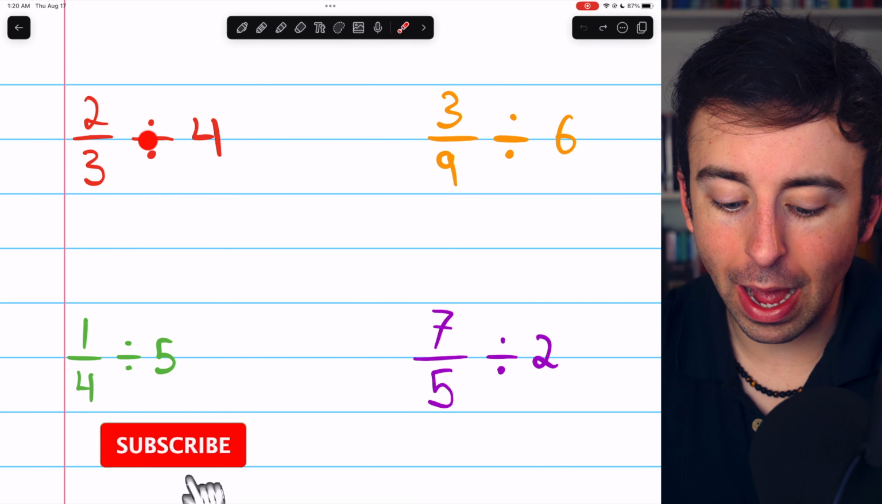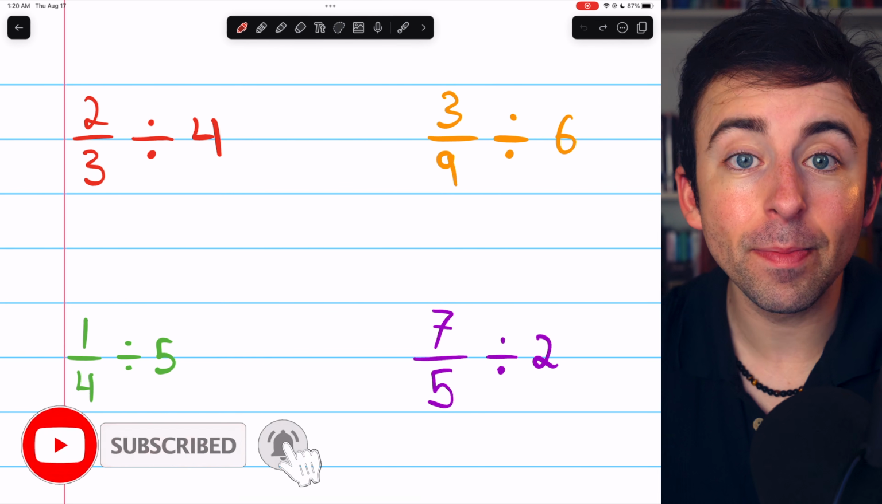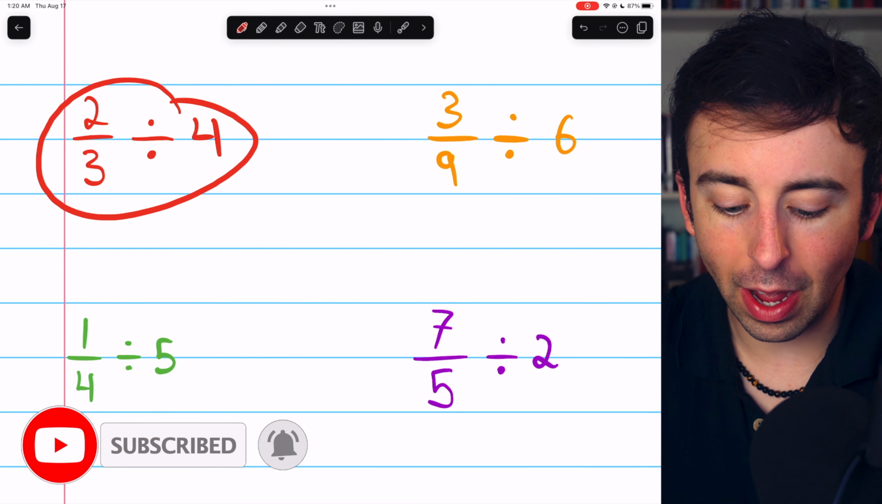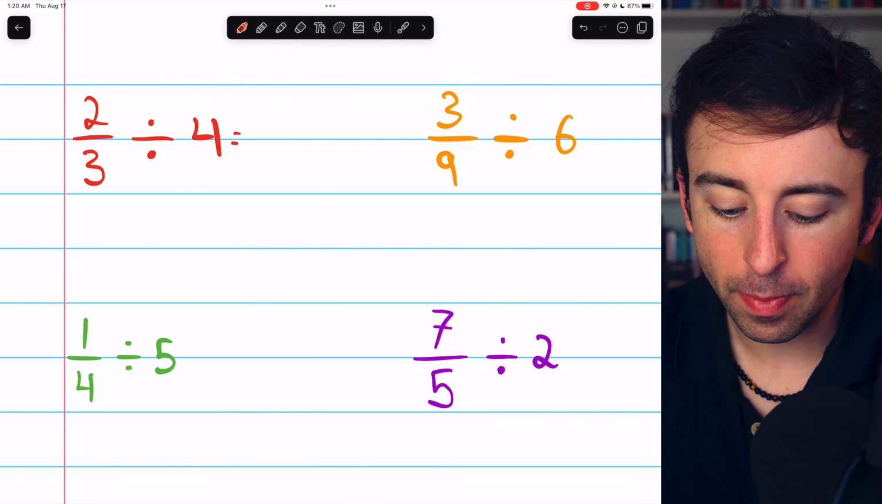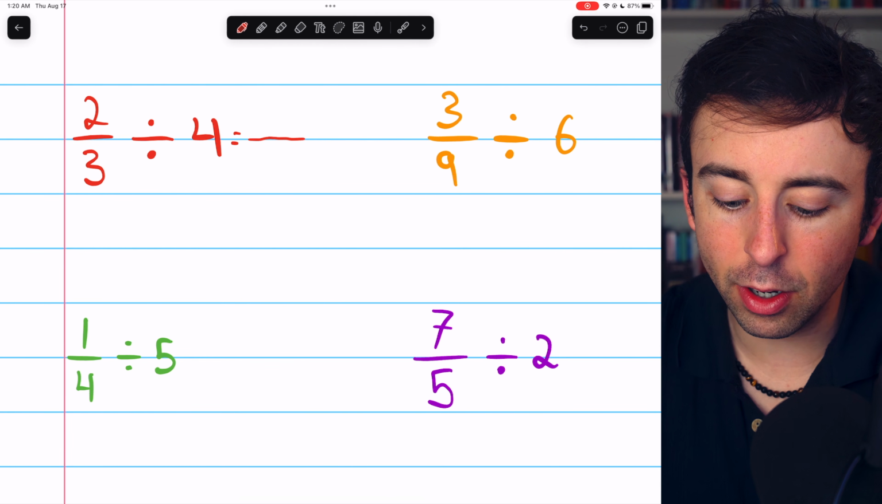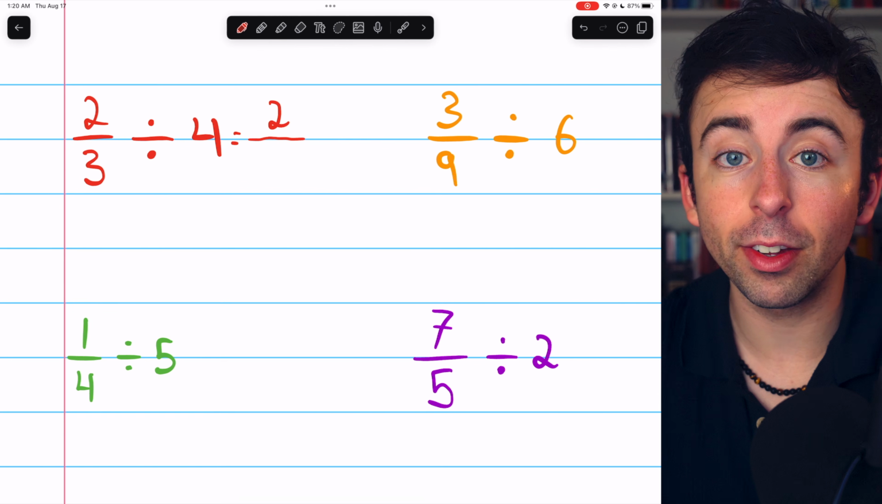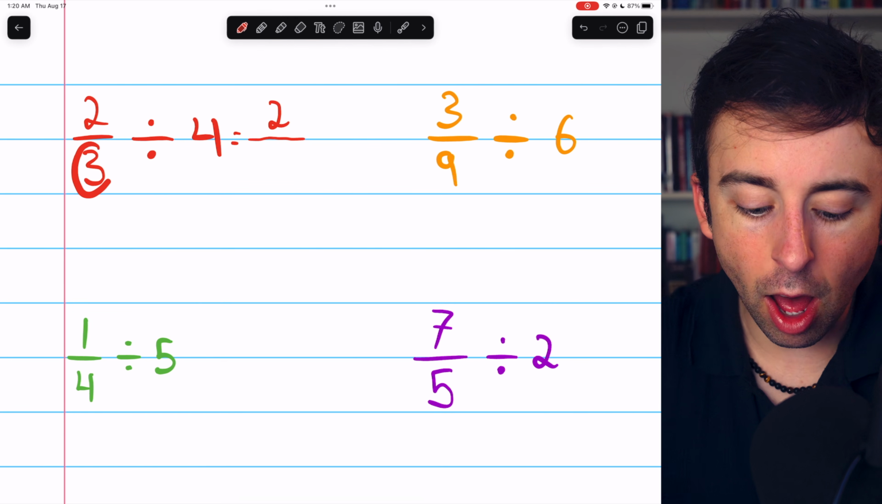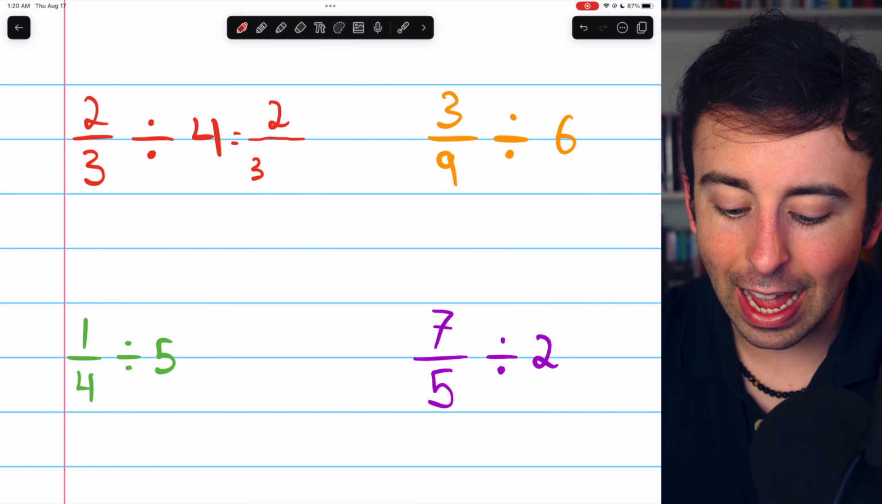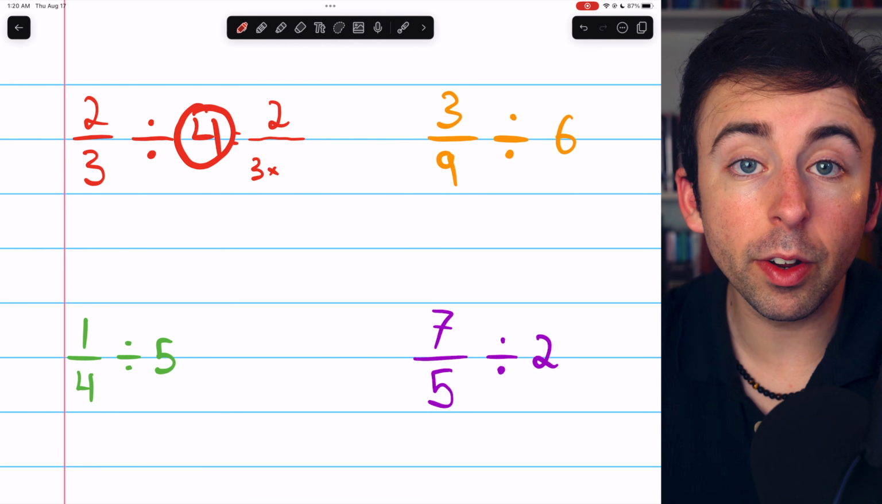Dividing fractions by whole numbers is super easy. Check it out. 2/3 divided by 4 is simple. All you have to do is leave the numerator unchanged. It's just 2. Then the denominator of the fraction needs to get multiplied by the thing we're dividing by.